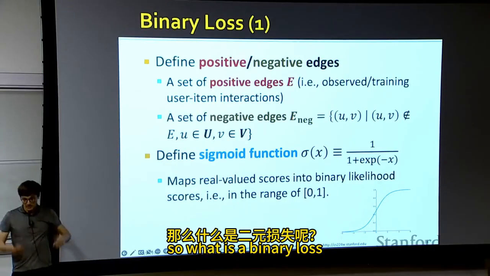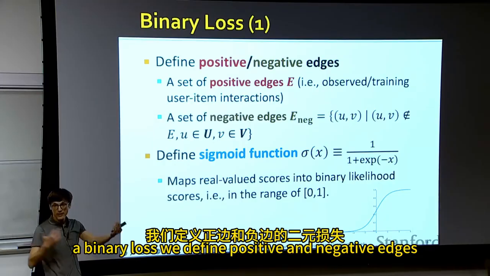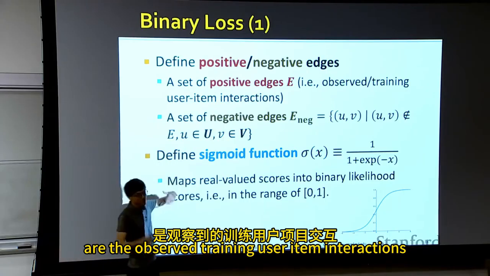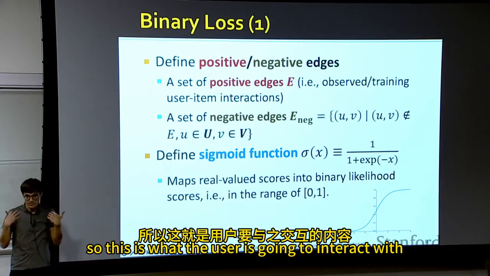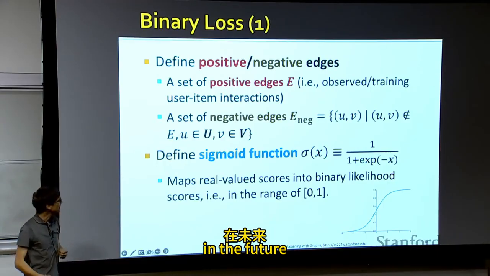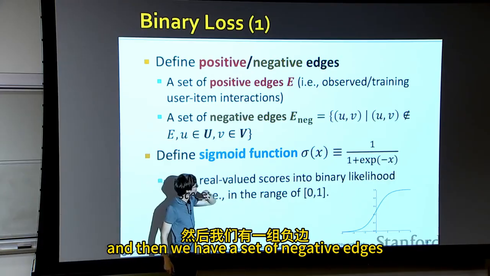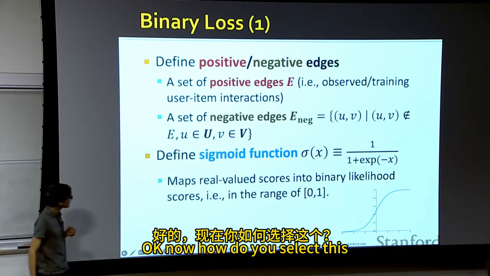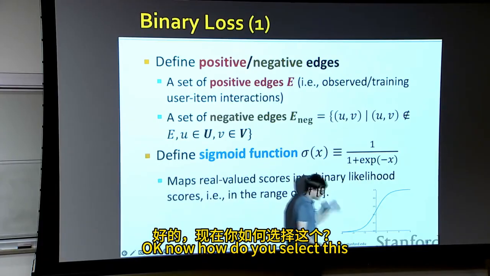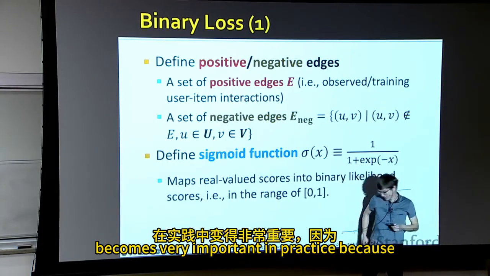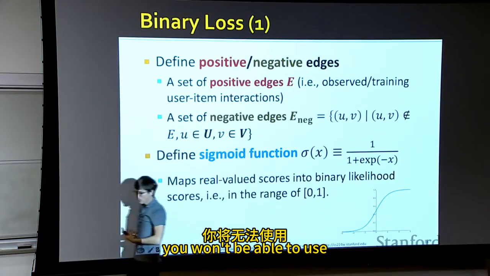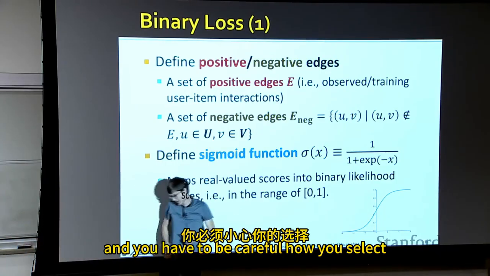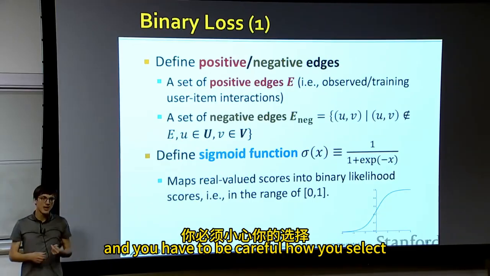So what is a binary loss? In a binary loss, we define positive and negative edges. A set of positive edges E are the observed training user-item interactions. So this is what the user is going to interact with in the future. And then we have a set of negative edges, which are interactions that are not going to happen in the future. Now, how you select these becomes very important in practice, because you won't be able to use all non-existent interactions as negatives. And you have to be careful how you select negative examples, right?